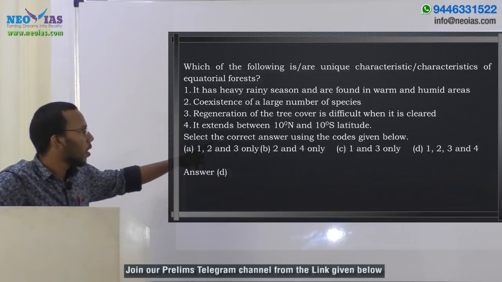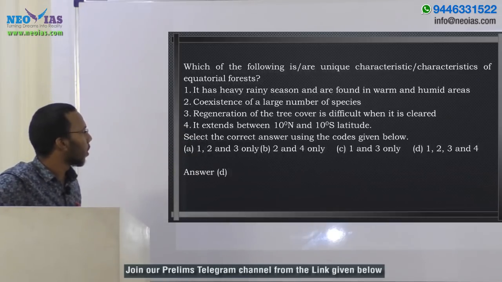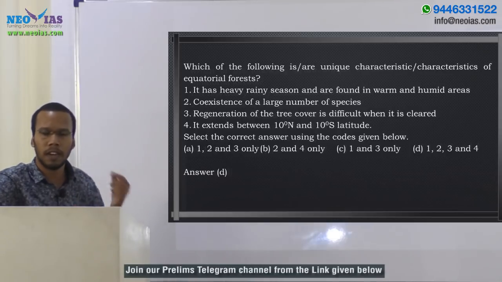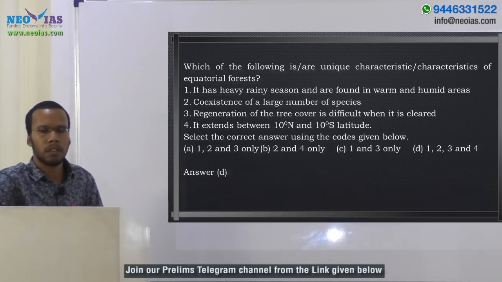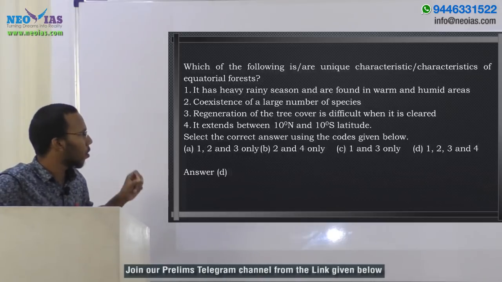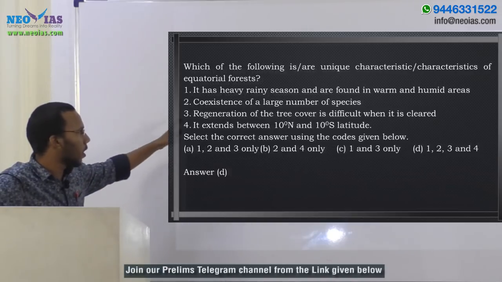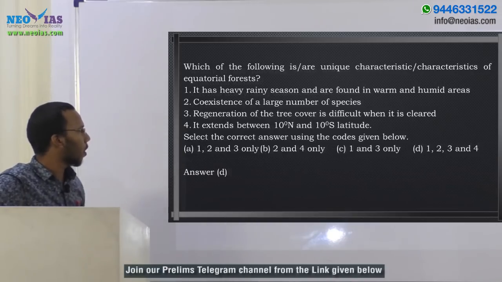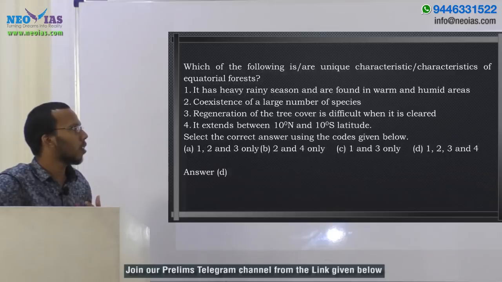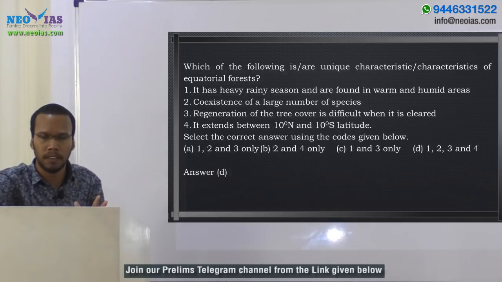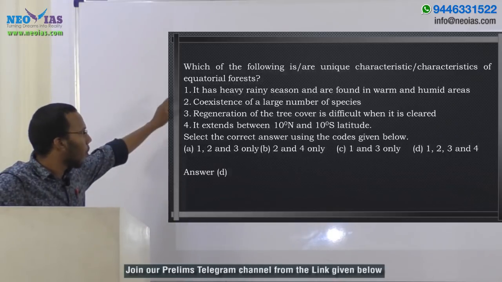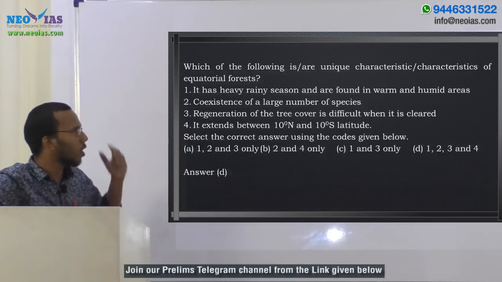So we eliminated C. Then the third statement: regeneration of the tree cover is difficult when it is cleared. That's also correct, because we know the soil of the equatorial forest has fewer nutrients. That's why regeneration of the tree cover will be difficult when it is cleared. So the third statement is also correct. Then the fourth one: it extends between 10 degrees north and south latitude. We discussed that also, right? So here the answer is D. All these 4 statements are correct regarding the equatorial forest.